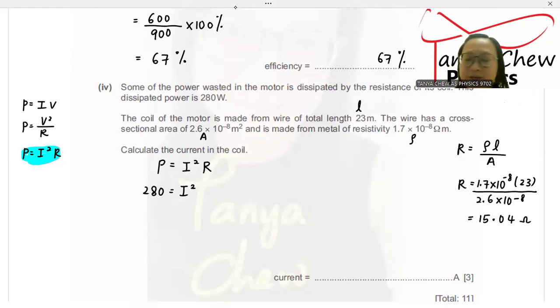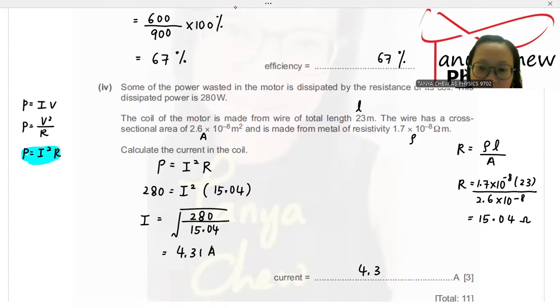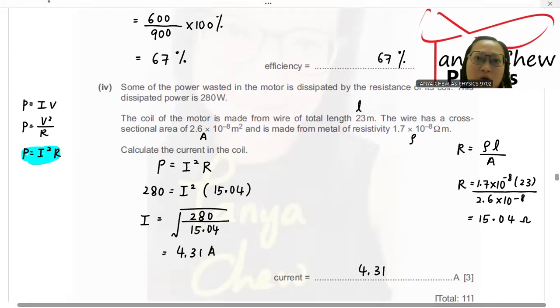15.04 ohm. I put it in terms of 4 significant figures, I'm aware of that, but this is not my final answer, so it doesn't matter. I will sub into the equation. This is 15.04. Make I square the subject. So I is equal to 280 divided by 15.04, and you square root the answer. You should be able to get the value of I, which is 4.31 ampere. I put it in terms of 3 significant figures, and you could choose to put it in terms of 2 significant figures.